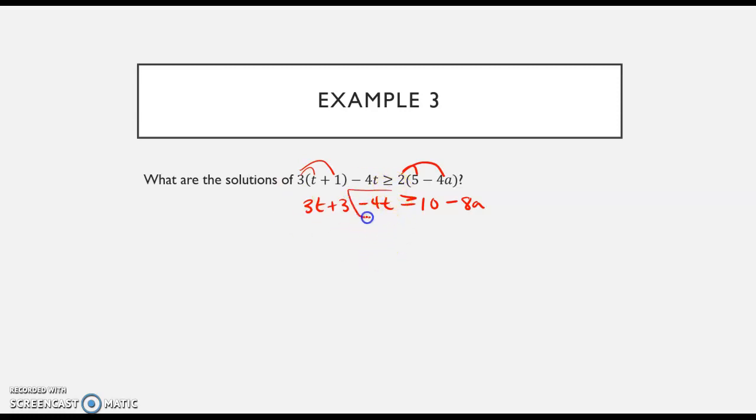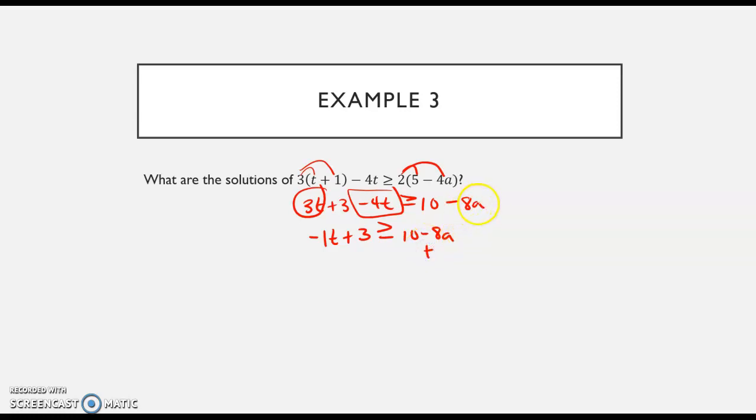So in this case, that would be this negative 4t and this positive 3t. And so 3t plus a negative 4t is going to give us a negative 1t plus 3 is greater than or equal to 10 minus 8a. And then I always move the smaller one. And in this case, especially with inequalities, I would prefer not to have a negative coefficient. So I'm going to add 8a.